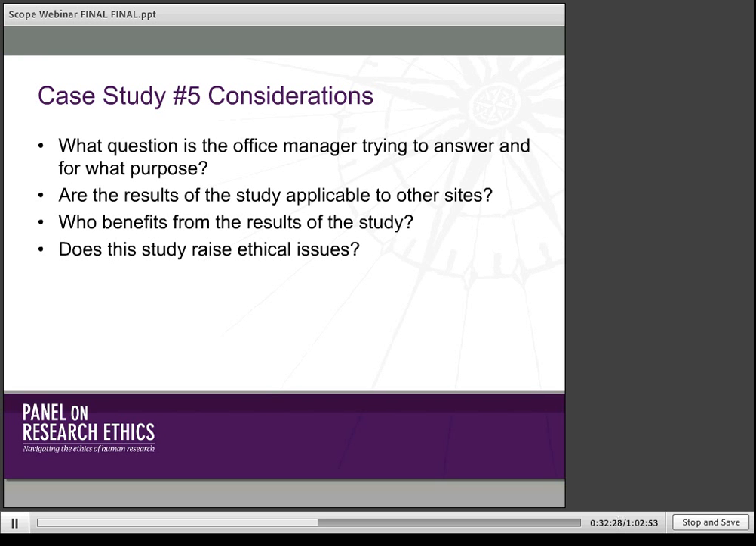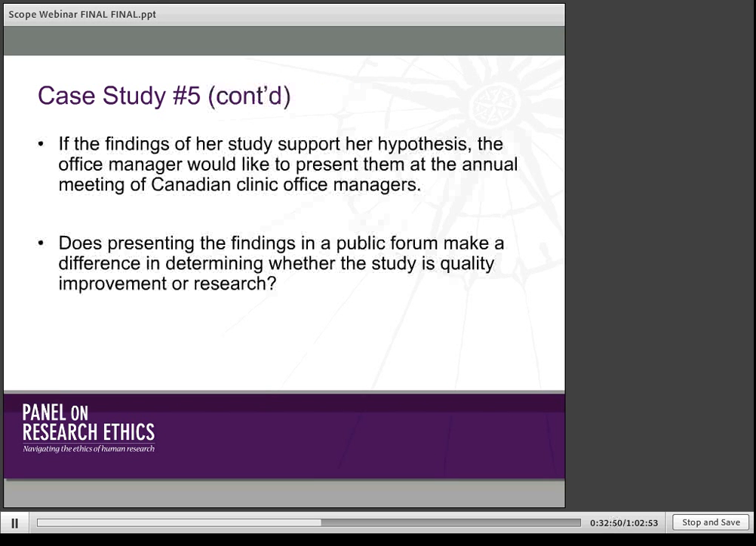Now, does this study have ethics issues associated with it? Yes, privacy and confidentiality would be one example. And perhaps it should be reviewed, and probably should be reviewed by a professional ethics association, but it's not research, so it does not need to be reviewed by an REB. Now I'm moving to the next slide, which is a continuation of case study number 5.